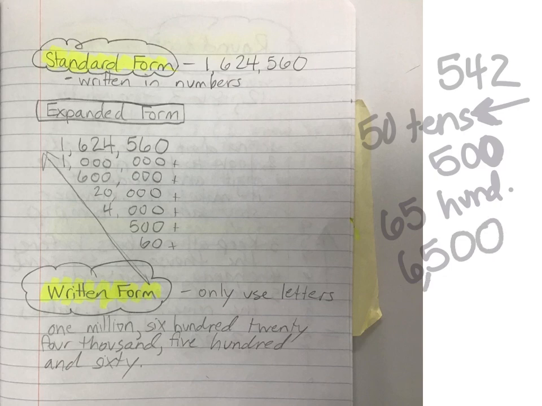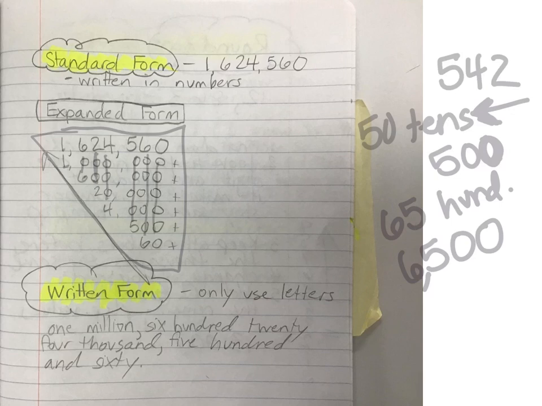When they ask you to write in, sorry, I'm not liking the gray, but I might just have to deal with it. When they ask you to write in expanded form, remember that means to expand it. So now you're going to take 1,000 and have all the zeros, plus 600, plus 200, 600,000, 220,000, 4,000, 500, 60, and 0 ones.